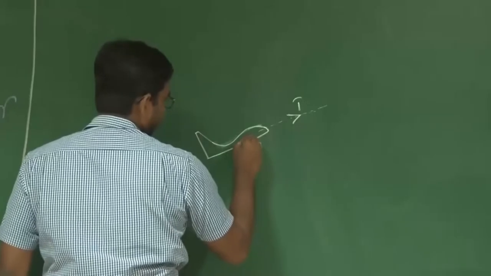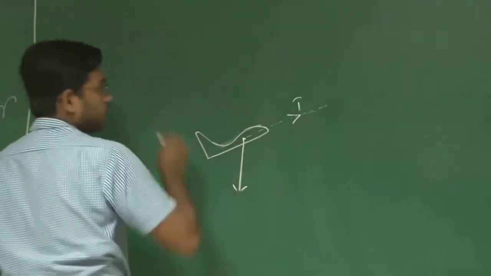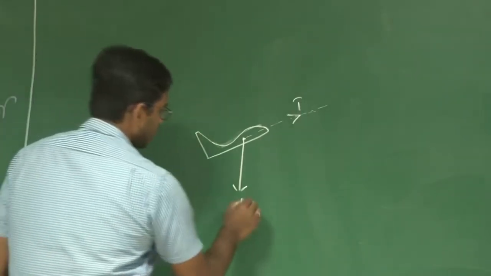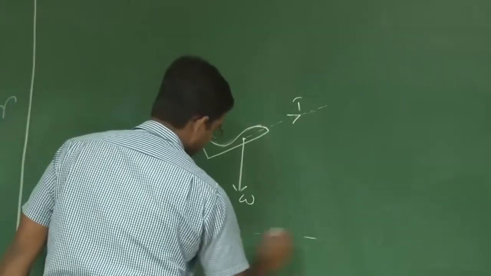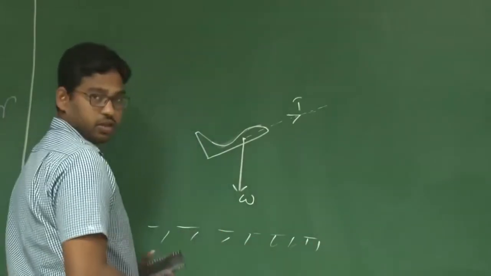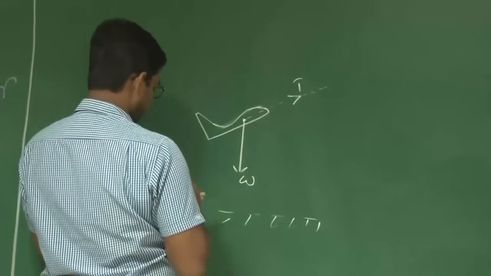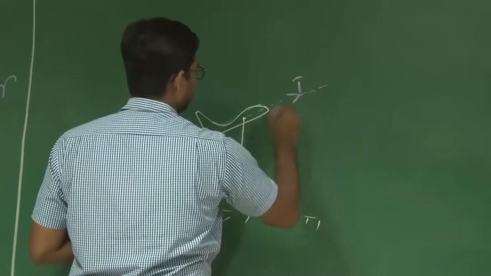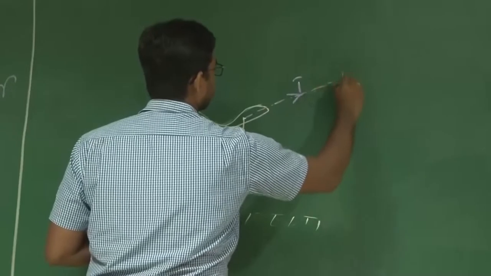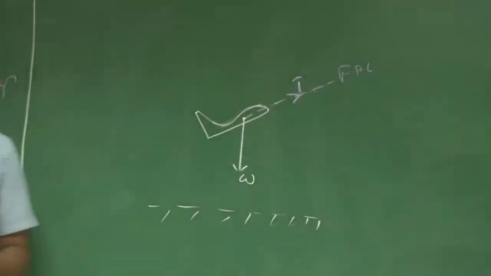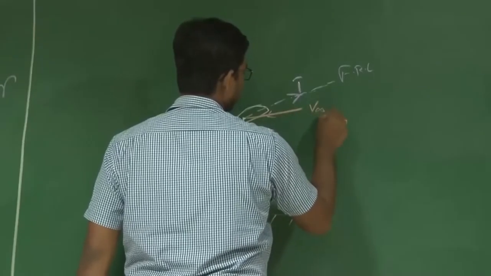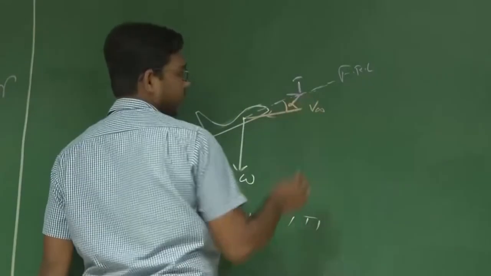Let us consider an aircraft moving in a vertical plane, constraining the motion of this UAV to this vertical plane. So let W act perpendicular to the local horizontal. Is the weight acting perpendicular to local horizontal? Let T be the thrust vector, which is along the fuselage reference line, FRL. And say the aircraft is moving with a velocity V infinity, and this angle is known as angle of attack.